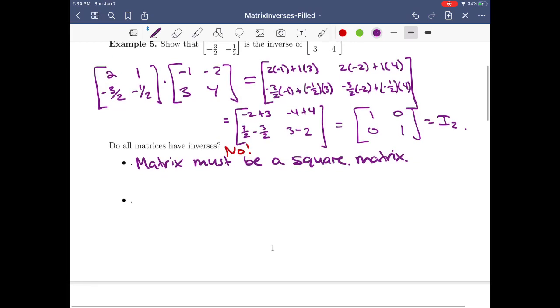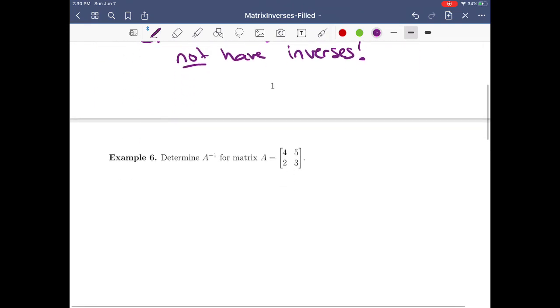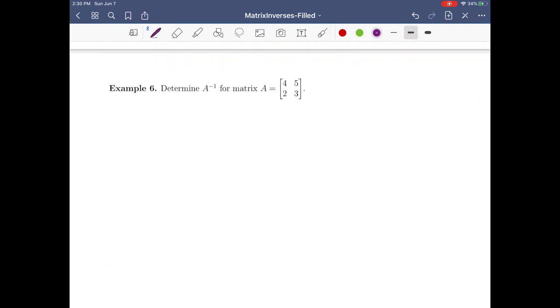But it turns out that even when they are square, sometimes they don't have inverses. So even some square matrices do not have inverses. Okay, so we want to be careful. It's special to have an inverse in the land of matrices. So let's try and find a matrix inverse.